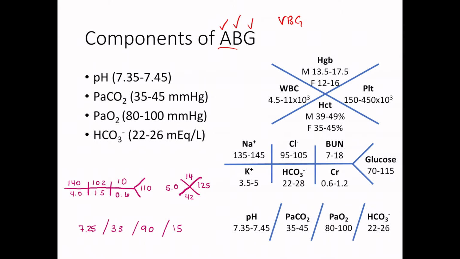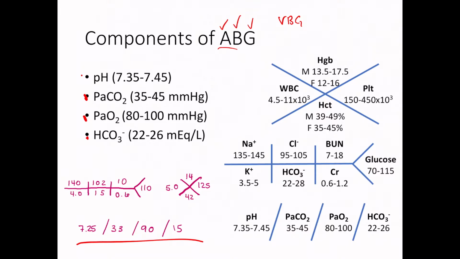ABGs can either be written out, such as this, or in their abbreviated form with the slashes in between, such as this. You can have abbreviated forms of your CBC and BMP similarly. If you guys ever end up on an ICU rotation or an internal medicine rotation, you'll see this happen a lot. So let's talk about the components of the ABG.